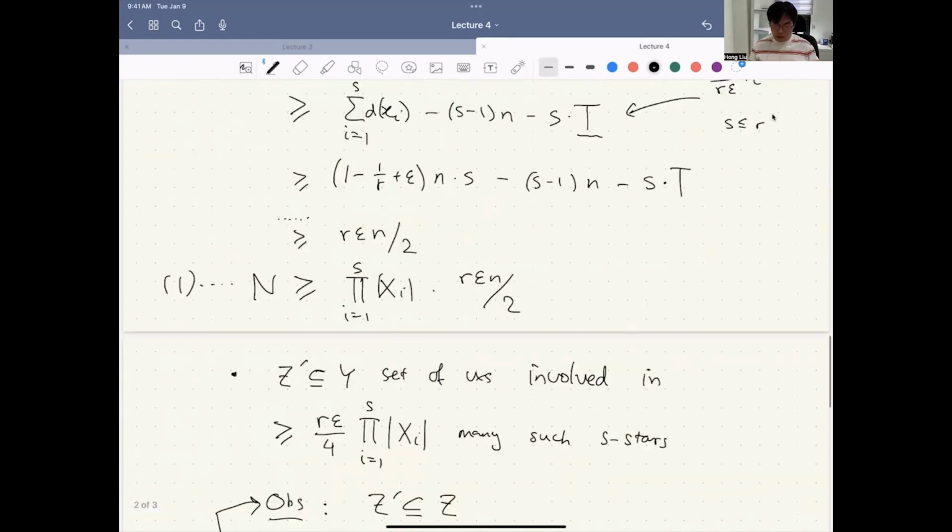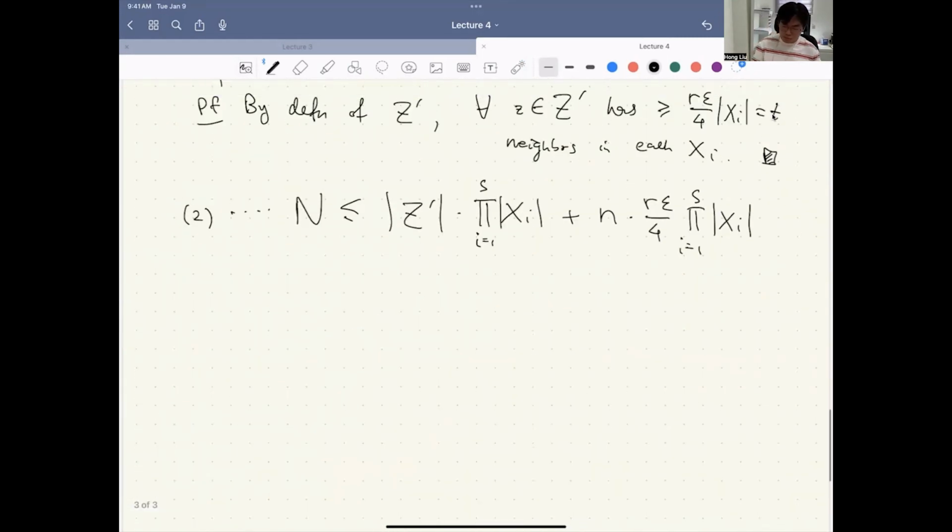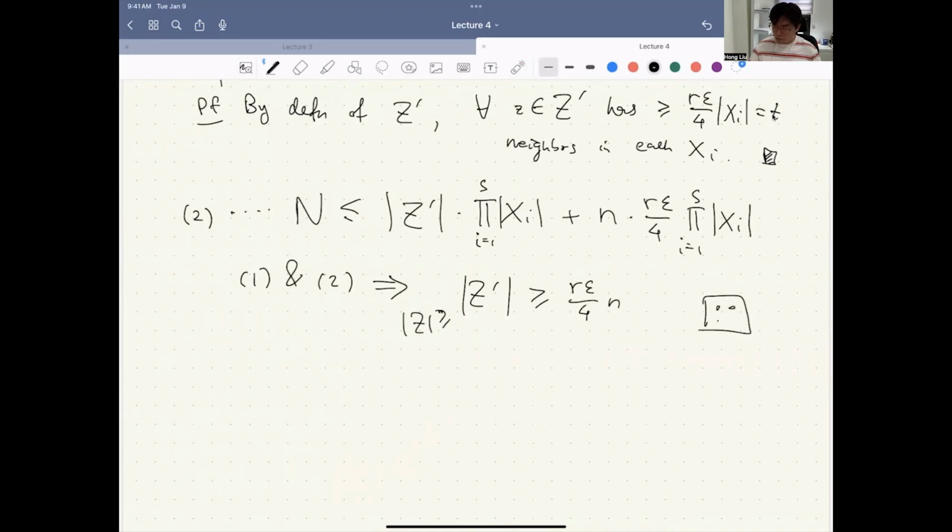So combining this lower bound 1 and upper bound 2, I will skip the calculation, will give you that Z prime is, and we are proving Z prime is a subset of Z, right? Z prime is at least the quantity we want, completing the proof of everything. Okay, so I will not prove that you can pass from average degree to minimum degree. That's just by removing vertices of low degree. I will leave it for you as an exercise to prove.